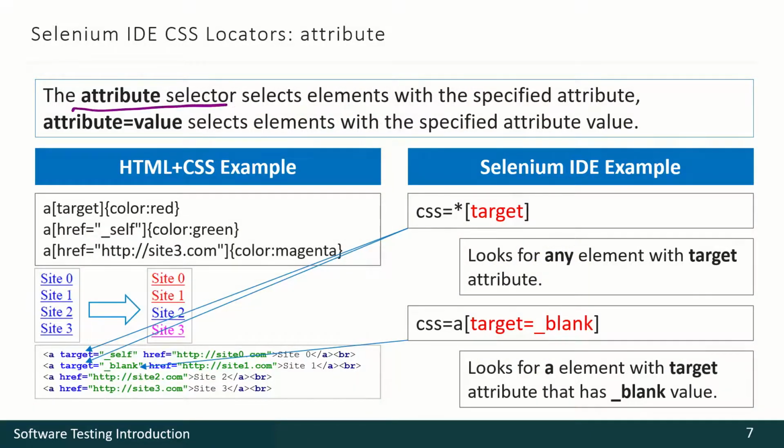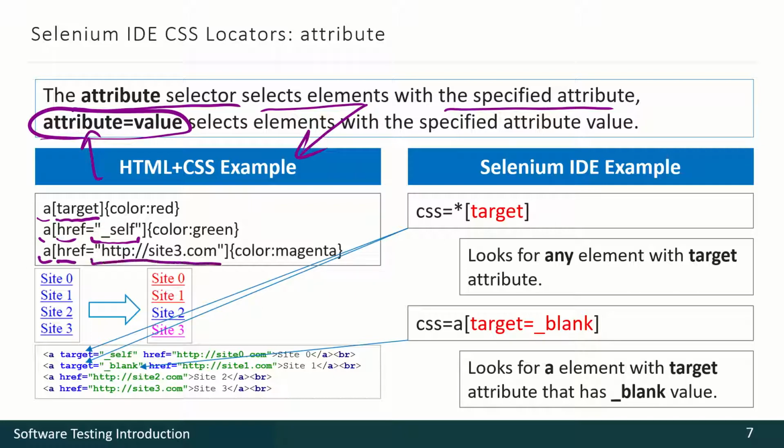With attribute selector, we may select elements with a specified attribute value or even with a specified attribute existing. Here are some examples. We select any links with an existing target attribute. Or here we select links with target value equals to _self. Or here we select any link with an href attribute having the following value. And we apply some rules, like coloring here.